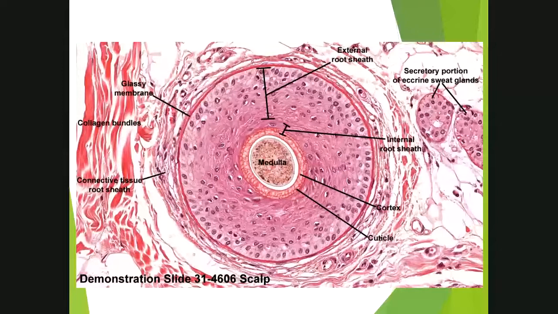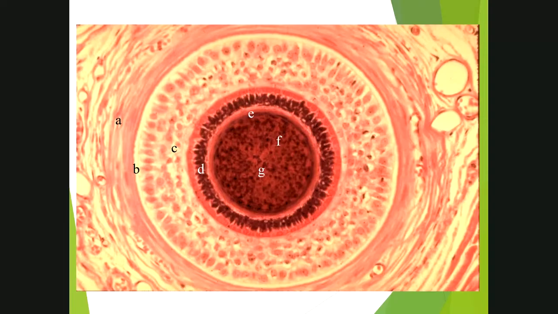Let's see if you can figure out what these are. So, tell me what you think these are. So A, B, and so on. Everybody figure it out for yourself, and then I'll ask you one or two. So what do you think B is? It's this thing right here. What is B? It's the glassy membrane. What is E? E is this part right here.